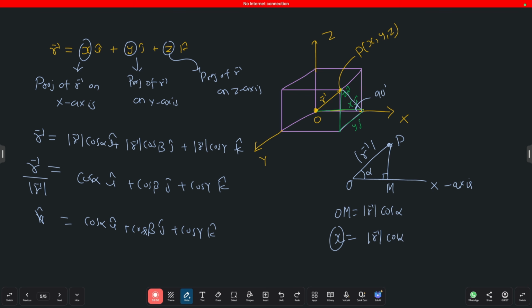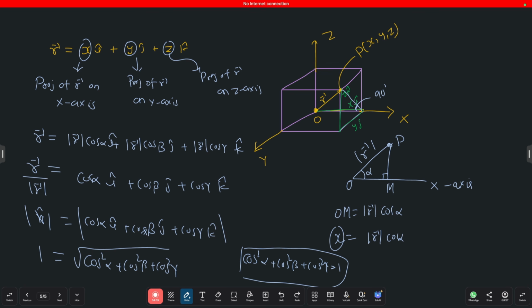If I apply mod on both sides, because it is a cap vector, cap means unit vector, length 1. So this is 1 and the other side is root over cos² alpha plus cos² beta plus cos² gamma. Squaring on both sides, what you will get? Cos² alpha plus cos² beta plus cos² gamma equals 1. That's why everyone says cos² alpha plus cos² beta plus cos² gamma equals 1. So this is the proof. Okay.